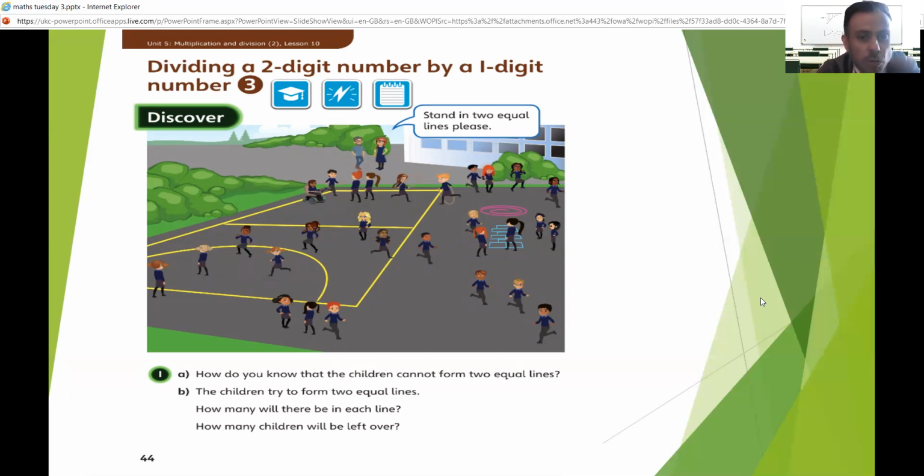So 1A, how do you know that the children cannot form two equal lines? Okay, it's a bit like you lot on the playground who can't stand in a straight line. No, this time they're saying, why can't they form two equal lines? Bit of a clue. You have to count how many children there are. I'm not going to tell you. You're going to have a go. So how do you know that the children cannot form two equal lines? Have a little think, have a little go at that one, and I'll come back and tell you how to do it.